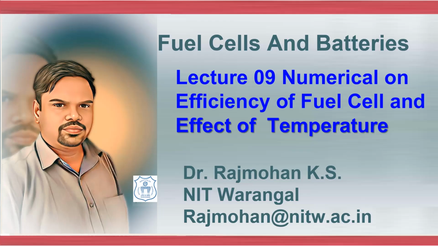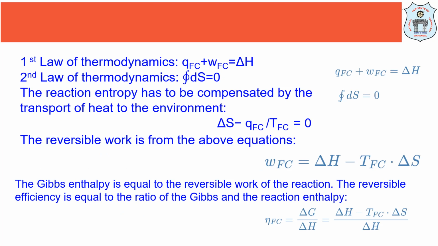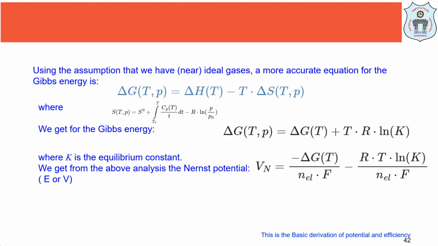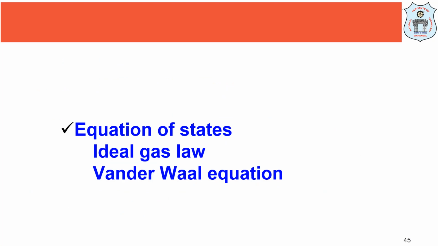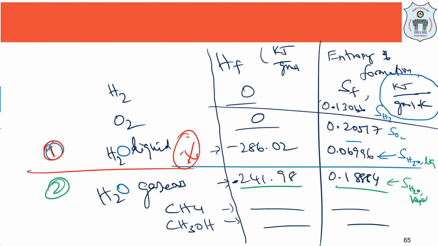Welcome to my classroom. In this fuel cells and batteries course, we have been discussing the thermodynamics of fuel cells, and we have seen the basic concept of thermochemistry involved in these calculations, right? So we are going to discuss the effect of temperature on thermochemical terms like Cp value, delta S value, delta H value, and we will solve numericals to determine the efficiency of fuel cells or energy loss in the fuel cell. Okay, ready?